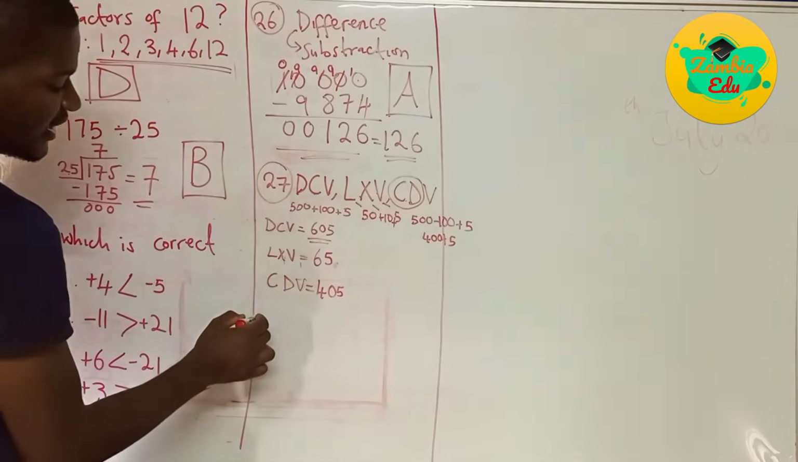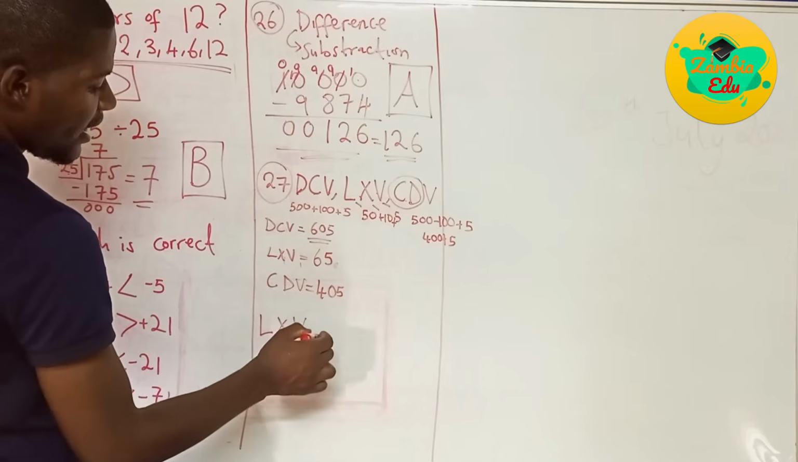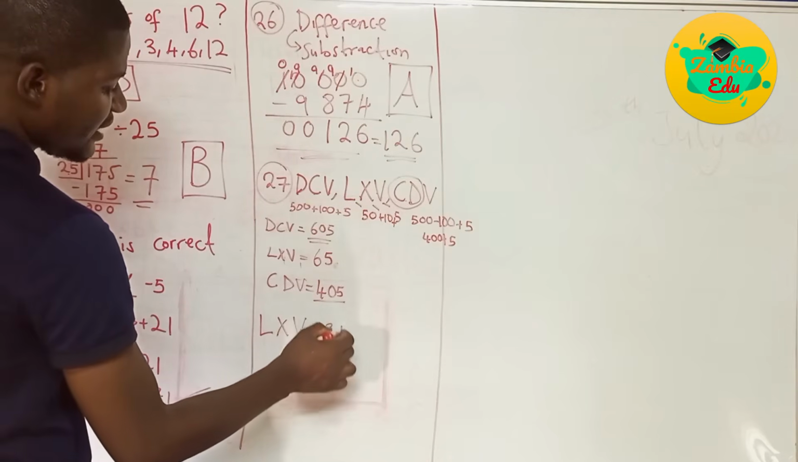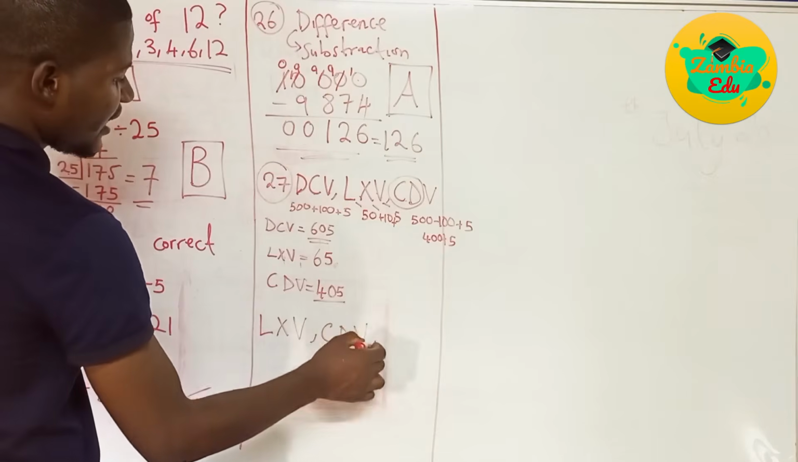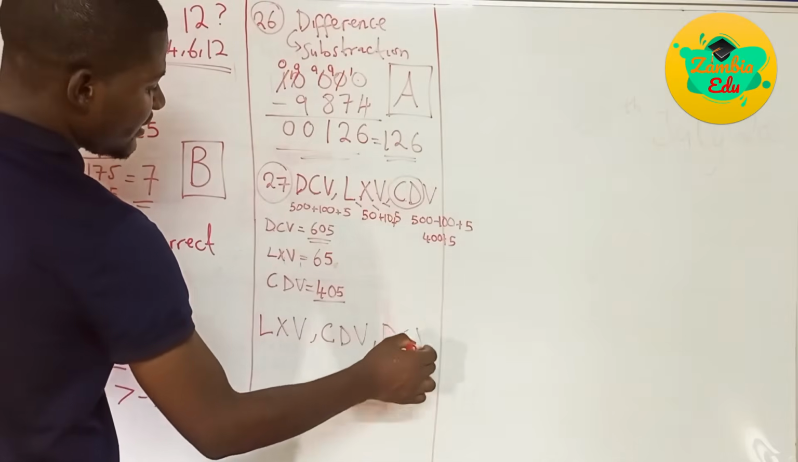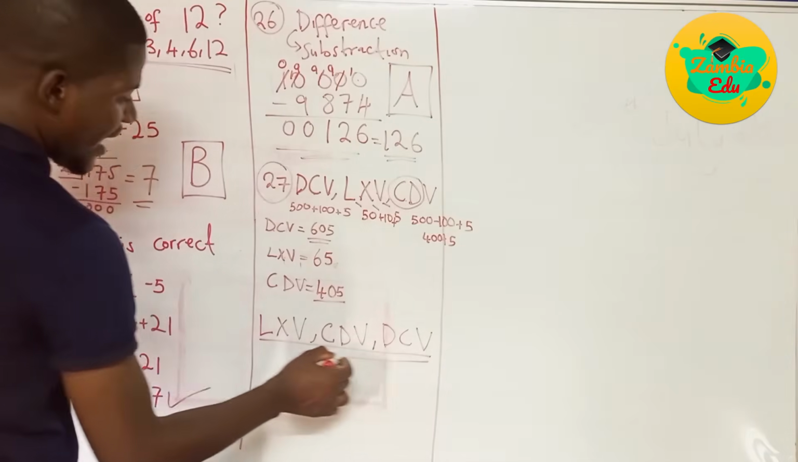So let's arrange that from the smallest to the largest. It becomes LXV, then CDV, and then lastly DCV. So that becomes our answer.